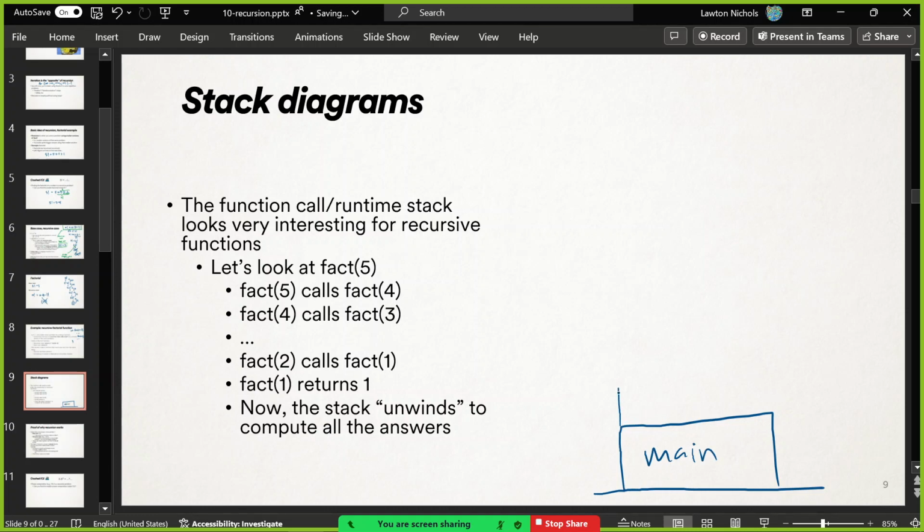So main calls, let me draw it like this. Main calls fact of 5. I'm drawing it like this just to be lazy, but you've got an n variable, right? It's set to 5. That's your parameter. So that's how that's working.